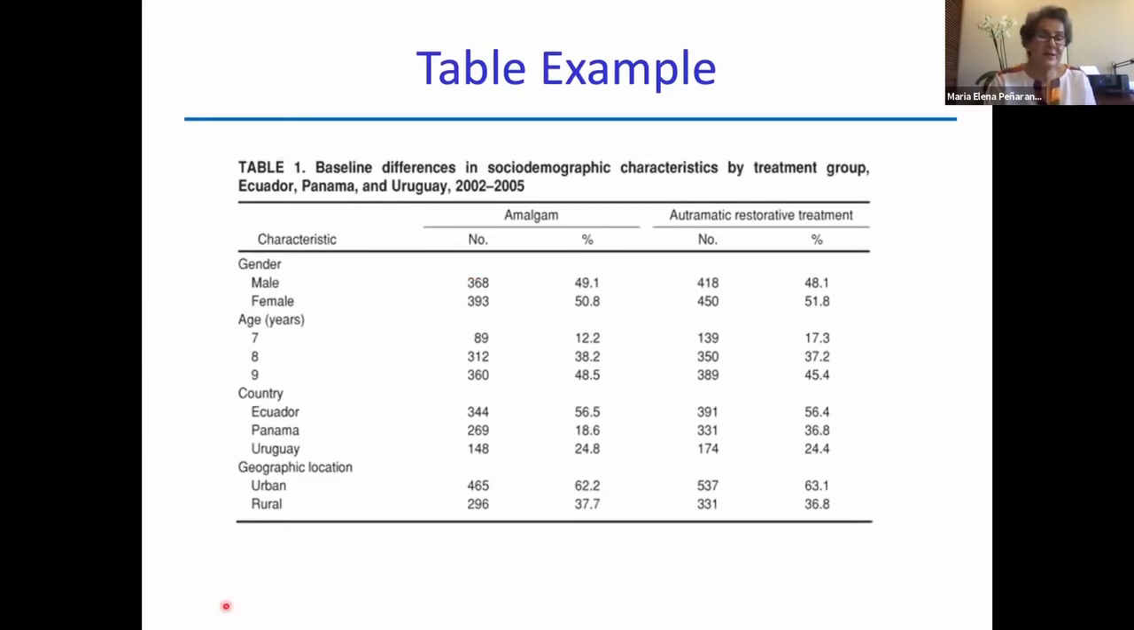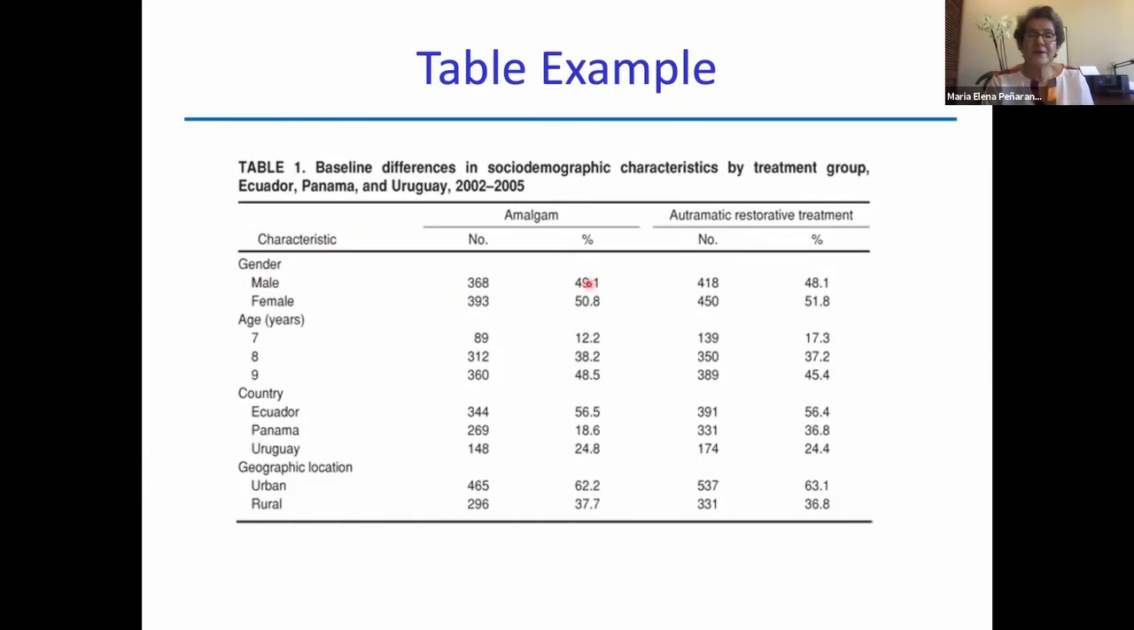It doesn't have legends, just a title: baseline differences in socio-demographic characteristics and treatment group in Ecuador, Panama, and Uruguay, 2005, 2006. So you put what's common to go down and what's different. So gender, male, female, what are the percentages? Very similar. Well, ages show differences. So this is worth it for the table.